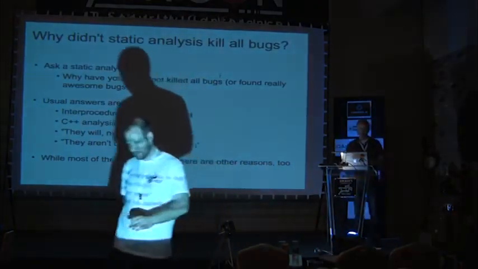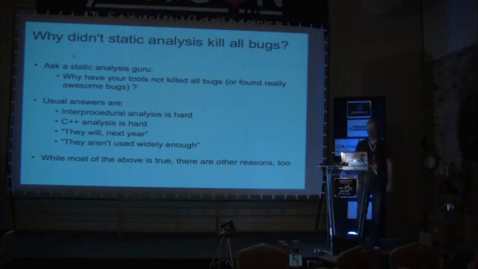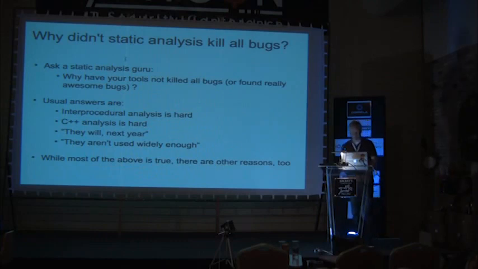Okay, another important question: we've seen static analysis for a long while now, almost 10, 15 years of history in static analysis on source code. Why exactly has static analysis not killed all our bugs? Why do we still find ridiculous overflows in OpenSSL last week? If you ask somebody who does a lot of static analysis, the answers are usually going to be something like: interprocedural analysis is really hard, C++ analysis is really hard, my tool will find all the bugs next year, or the tools aren't deployed widely enough.